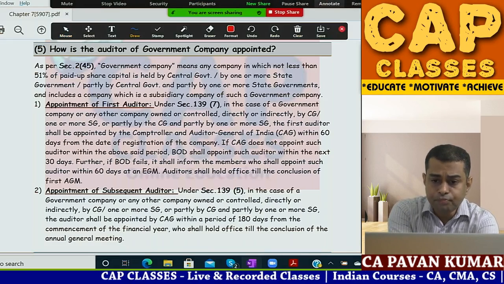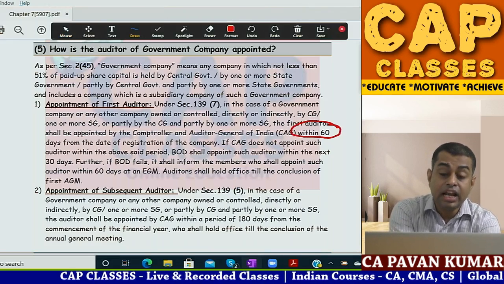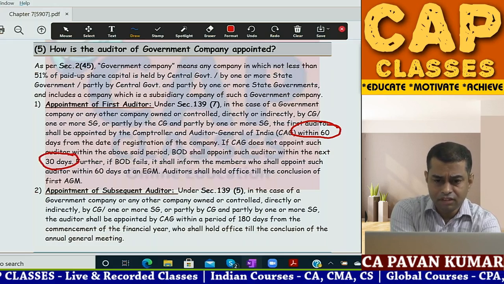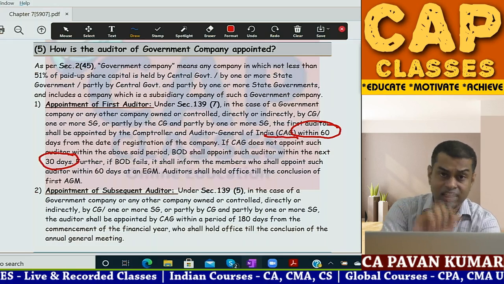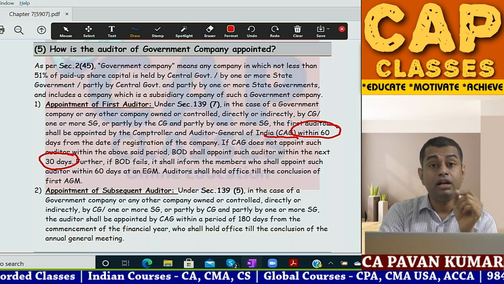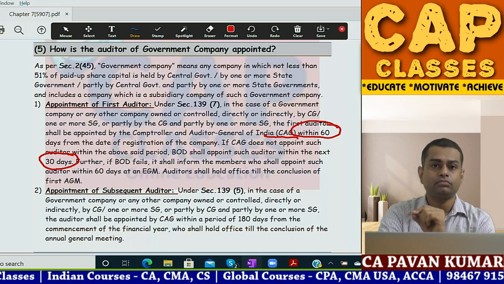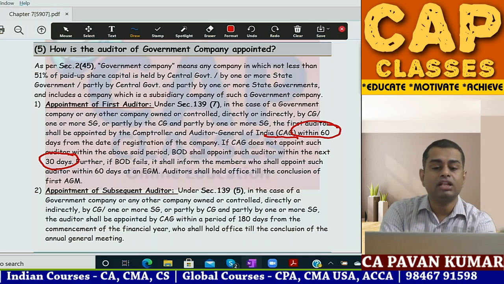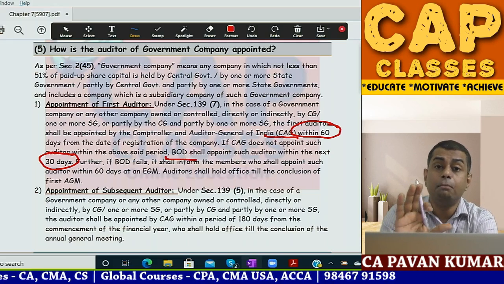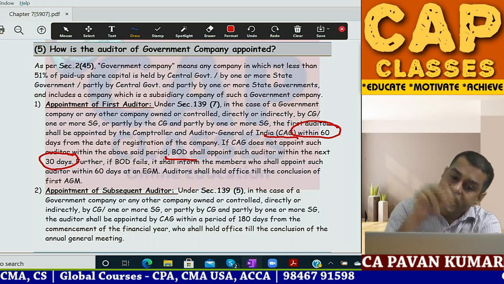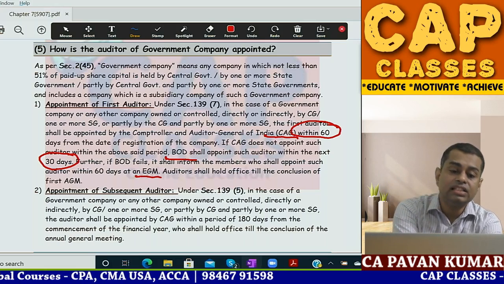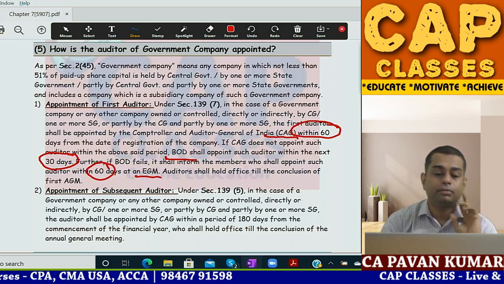So look here, C&AG can appoint the first auditor within 60 days from the registration. Remember, for a normal company, the first auditor is appointed by the board of directors within 30 days. For a government company, the first auditor is by C&AG within 60 days. If they fail, the board of directors will appoint within 30 days. If they also fail, then members in an extraordinary general meeting, within another 60 days. These are the things you need to remember.